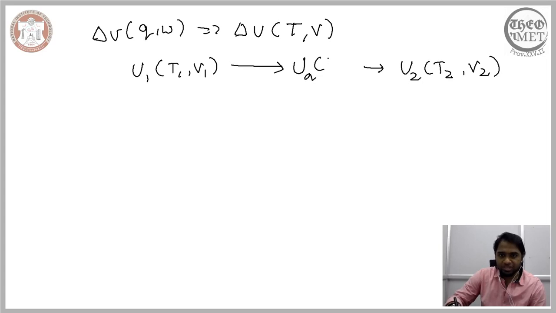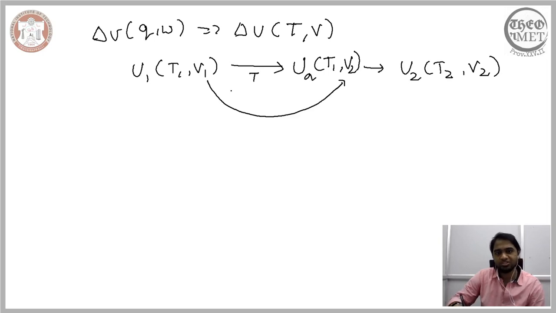and this intermediate state assumes the temperature to be constant, similar to that of the initial state, and the pressure or the volume has now reached its final state. So essentially the volume has changed from V1 to V2 while the temperature is constant. And in the second case, the temperature is changing from T1 to T2 while the volume is constant.